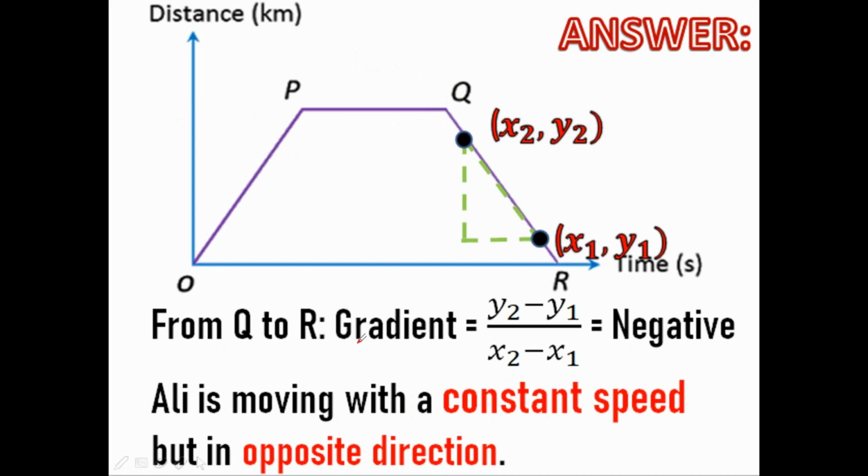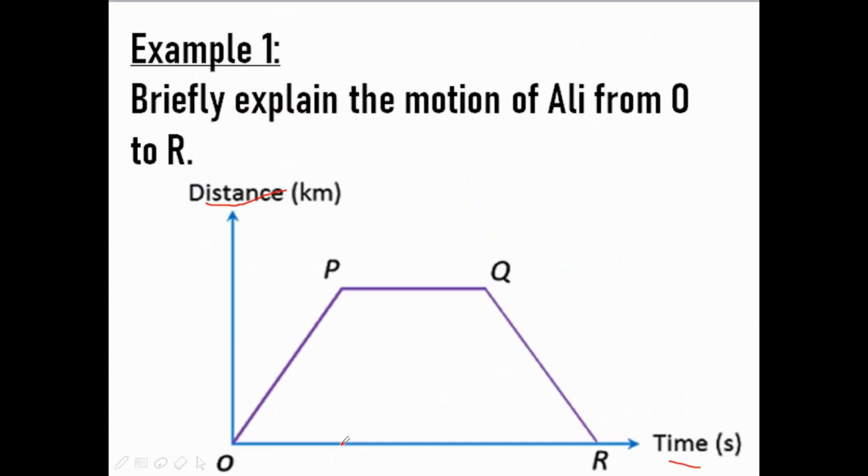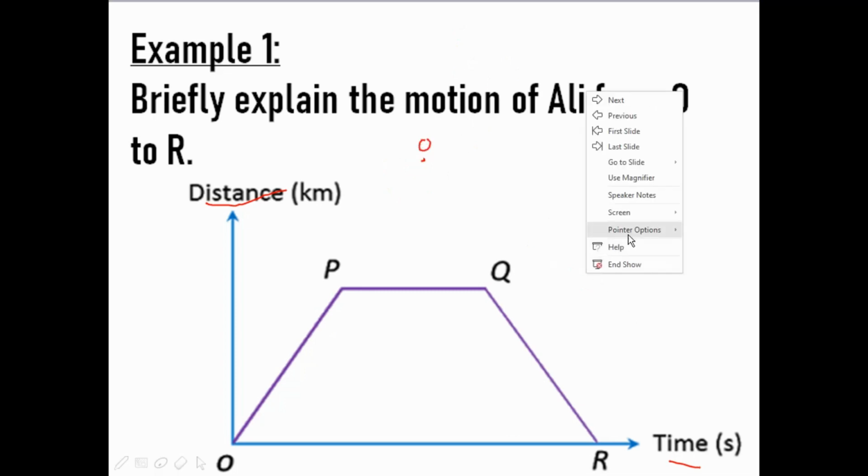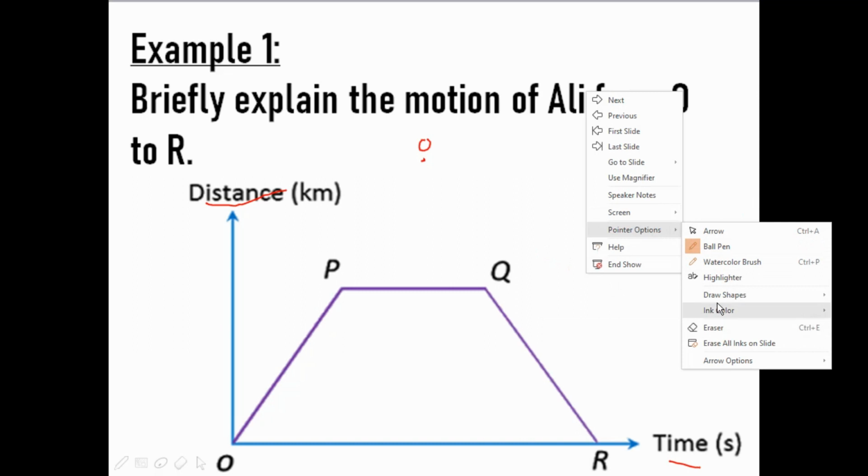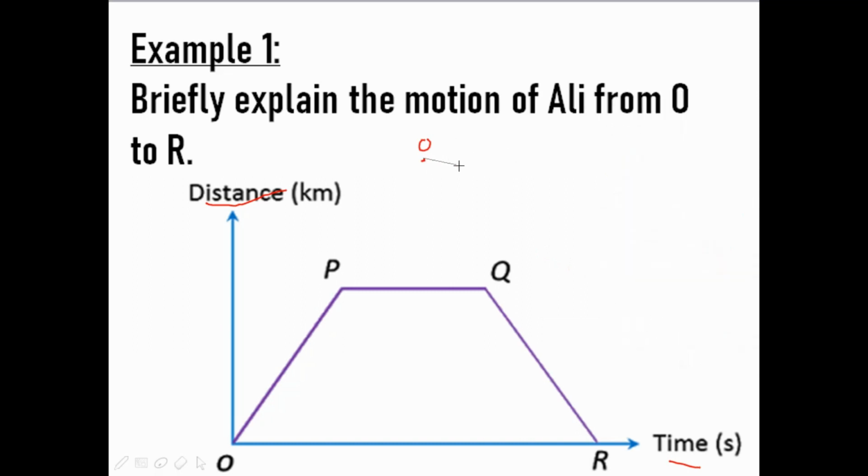From Q to R, gradient equals to y2 minus y1 over x2 minus x1. So if you put in any values here, you will have a negative answer. So Ali is moving with a constant speed but in opposite direction. Okay, negative answer here means that Ali is still moving but he is in opposite direction. Okay, so the whole picture is like this. Ali starts from O, he starts moving from O to P.